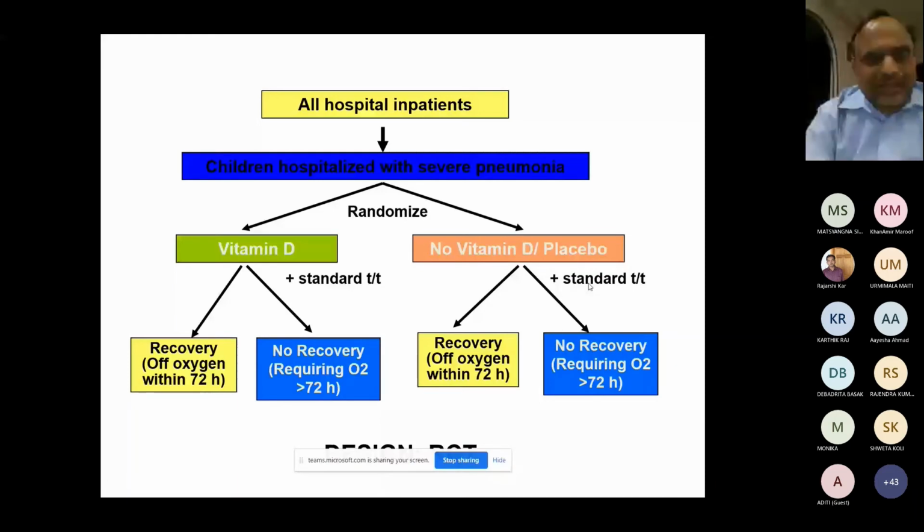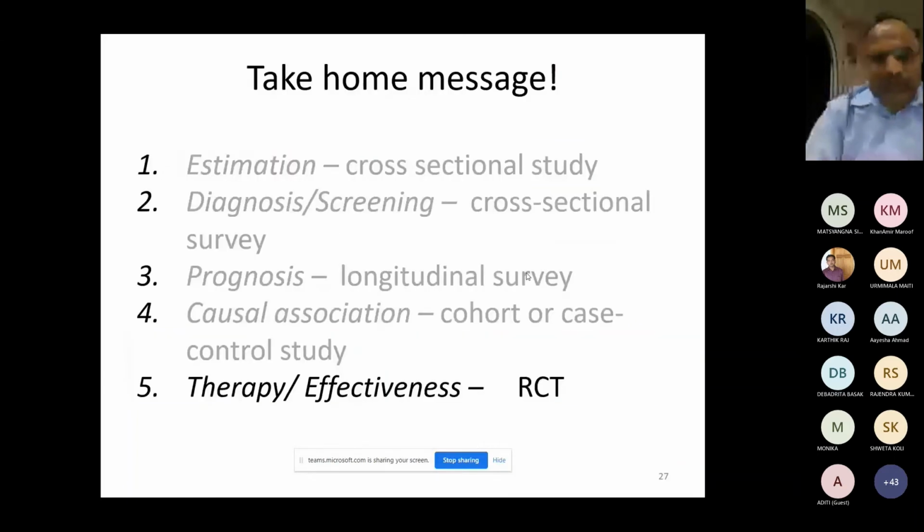And after some time, depending on your intervention, here we expect कि निमोनिया वाले बच्चे सीवियर निमोनिया के 72 आवर्स में ठीक हो जाएंगे. तो हमने रिकवरी देखा and define कर दिया रिकवरी को. If the child is off oxygen within 72 hours, we define recovery. And if child is still requiring oxygen after 72 hours, we define no recovery. And we just compare how many in this group and how many in this group recovered, compare them statistically, and come to a conclusion whether vitamin D helps in recovery of pneumonia or not. So this is a classical picture or flow diagram for a randomized control trial. So this therapy effectiveness questions can only be answered by RCT.